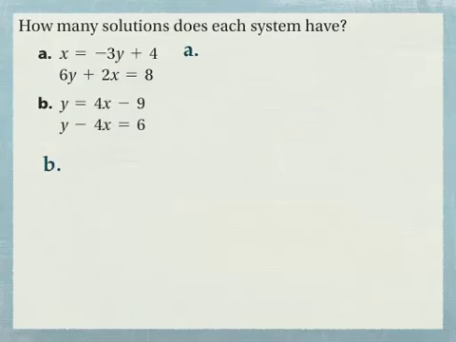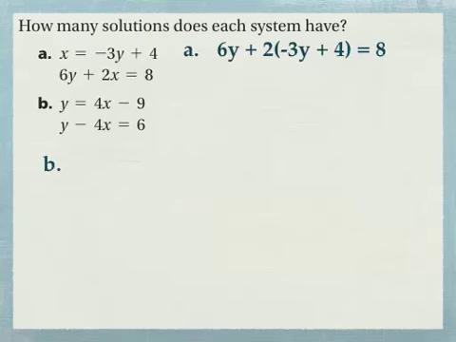How many solutions does each system have? Notice for A, we have x equals negative 3y plus 4, and then we have 6y plus 2x equals 8. I already have an isolated variable, x equals the first equation. So I'm going to plug in negative 3y plus 4 in for x into this second equation, 6y plus 2x equals 8. Go ahead and plug it in.